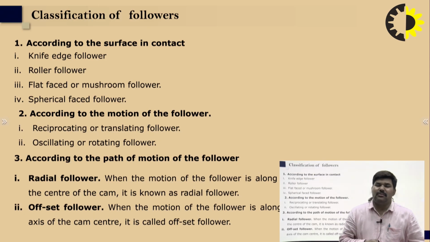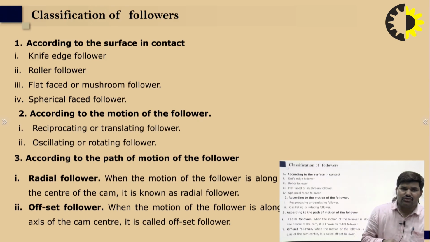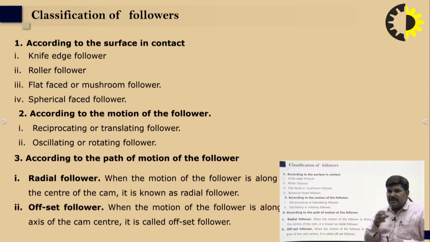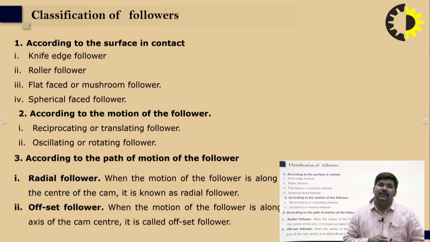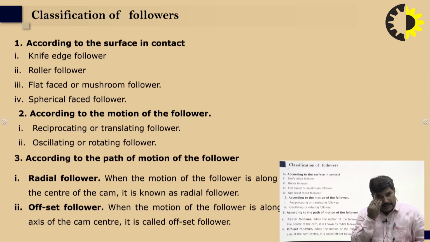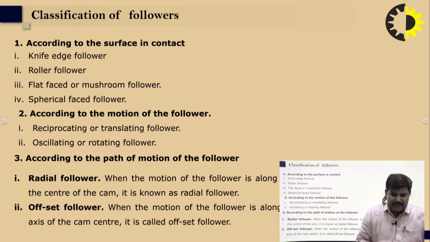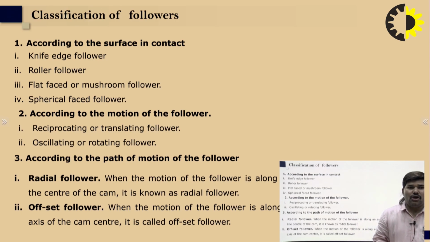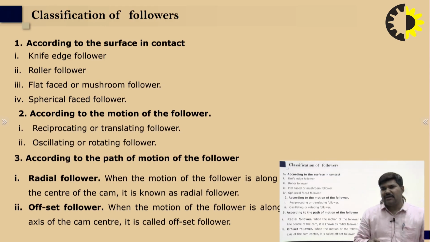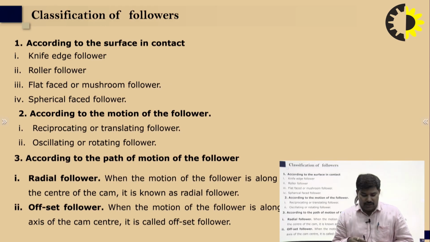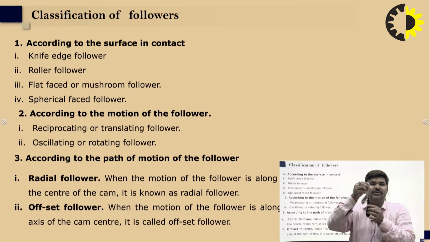The third classification is according to the path of the motion of the follower. What is the path of the motion of the follower? One is the radial follower and another is the offset follower. I'll discuss all these things through a diagram in the next slide. So what is the radial follower? When the motion of the follower is along the axis of the center of the cam, it is known as a radial follower.